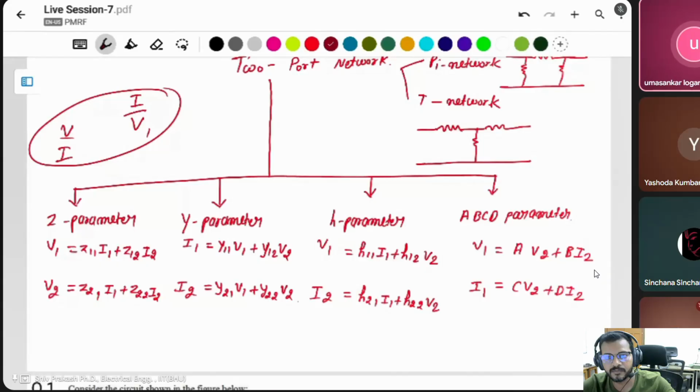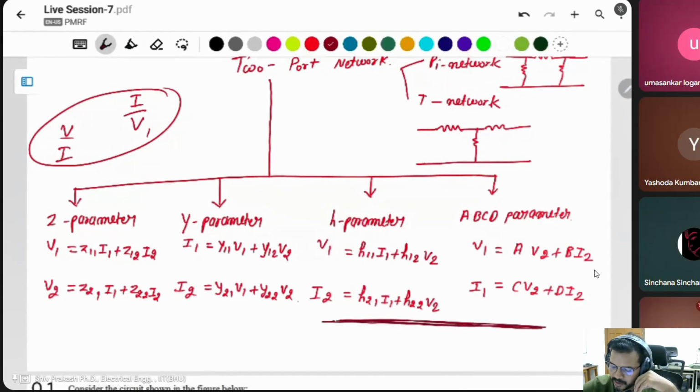So the two-port network is purely used for communication, sir. Yes, mainly it's used in communication. The communication line mainly uses the G, H parameters, and in the power system, the transmission line mainly uses the ABCD parameter.